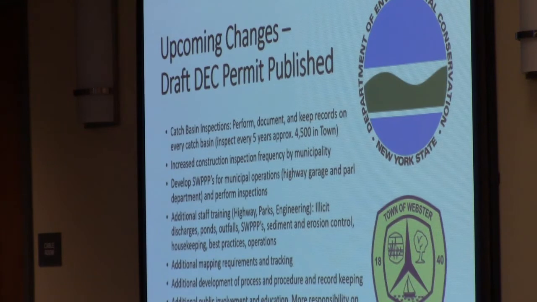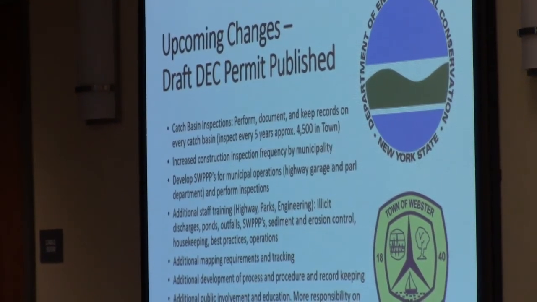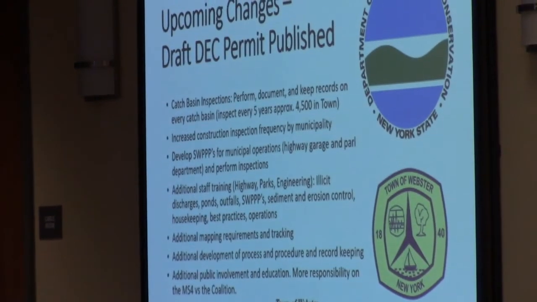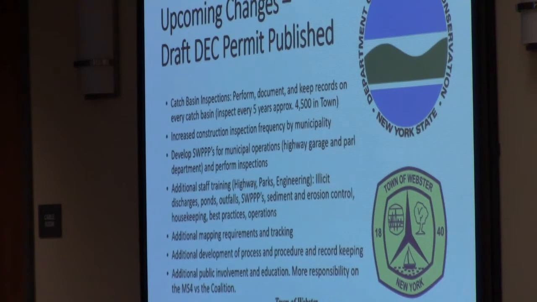There would be increased construction inspection frequency by municipalities. Right now, a municipality only has to perform their own SWPPP inspections at a certain frequency, and it would be increased quite dramatically with this new permit. We'd have to develop a formal stormwater pollution prevention plan for our municipal operations and then perform those inspections more frequently. There would be additional staff training required of our highway, parks, and engineering staff, additional mapping requirements and tracking in our GIS system, additional development of processes and procedures and record keeping for different aspects of the program, and then additional public involvement and education. There would be more responsibility on the individual MS4 to do the public outreach and education versus leaning heavily on the coalition like we do right now.